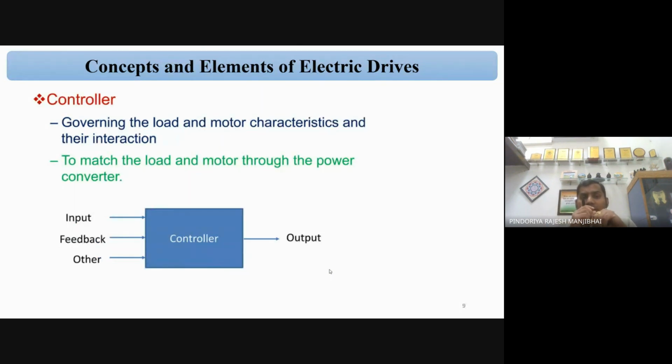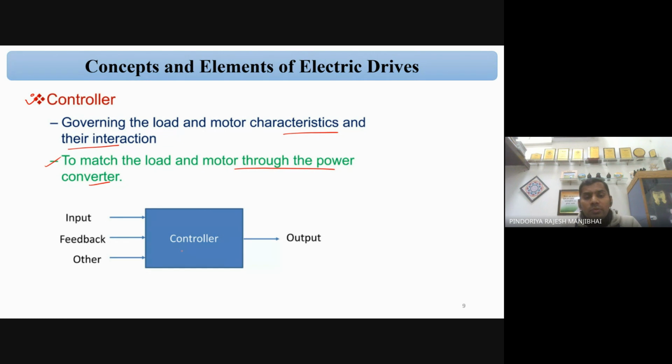Then the second element is the controller. It is the most important part. Okay, governing the load and motor characteristics and their interaction. So we have to design the controller depending on the load and motor characteristics, to match the load and motor through the power converter. So how can we design the controller? By using the power electronics converter.